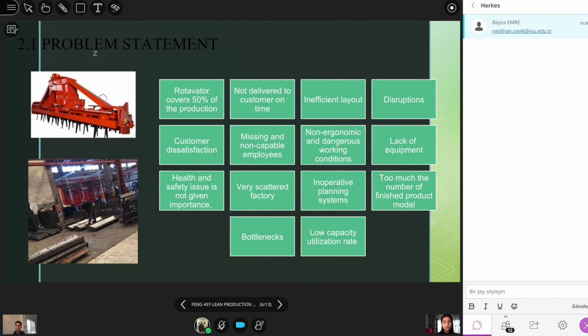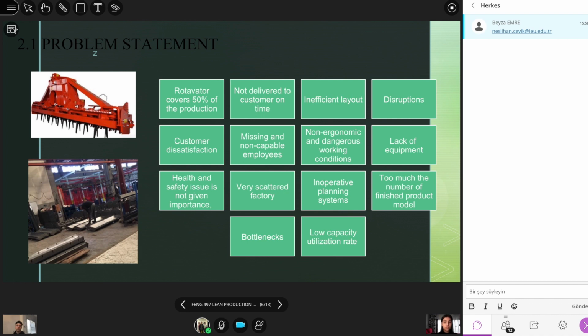In addition, it was determined that there were disruptions in the production process of this machine, and therefore the machines are not delivered to customers on time, and thus customer dissatisfaction was experienced. The layout of the production process is not efficient. The employees are not capable of doing every step of the process. The process is disrupted in case of missing employees. The working conditions are not ergonomic and are dangerous, as you can see in the second picture. The equipment of the employees is lacking. The health and safety issue is not given importance.